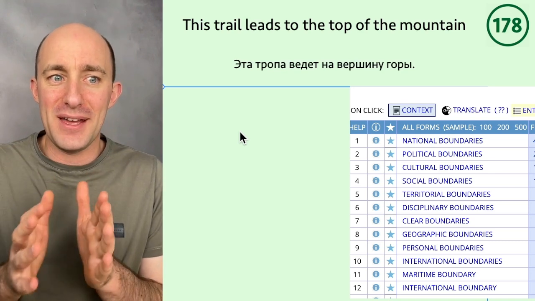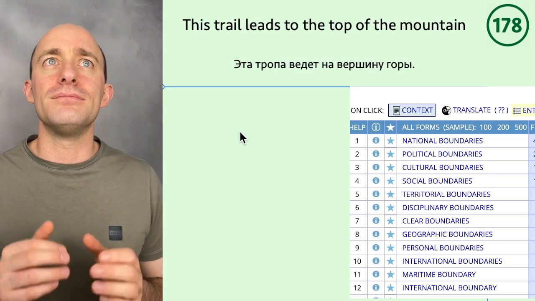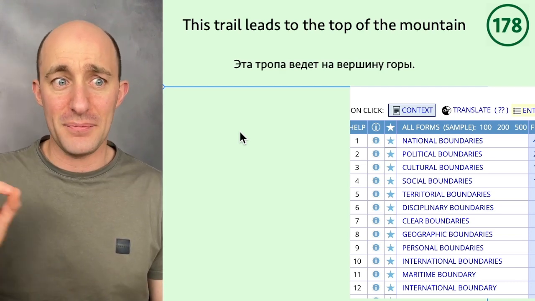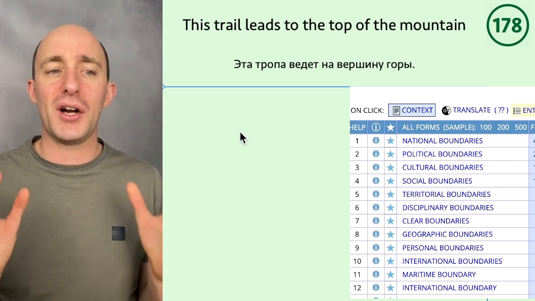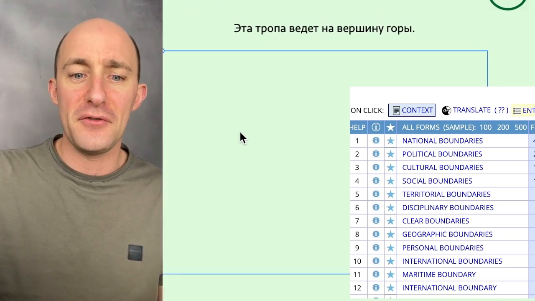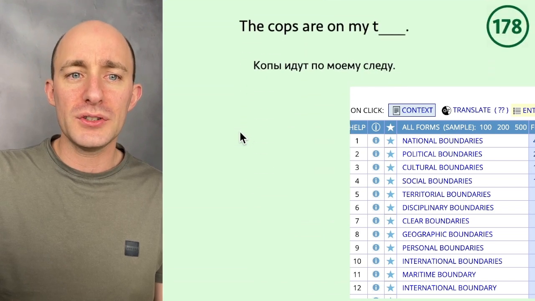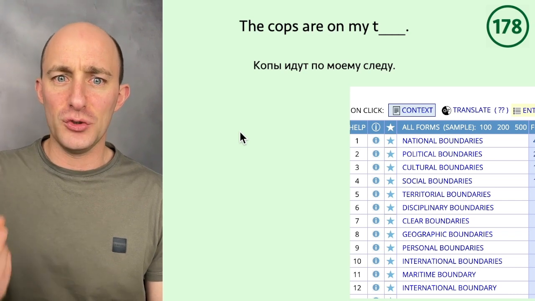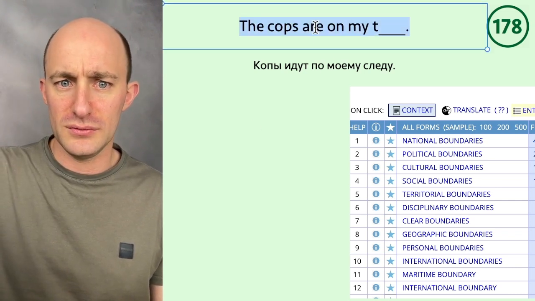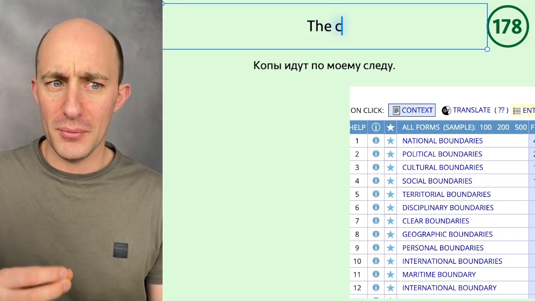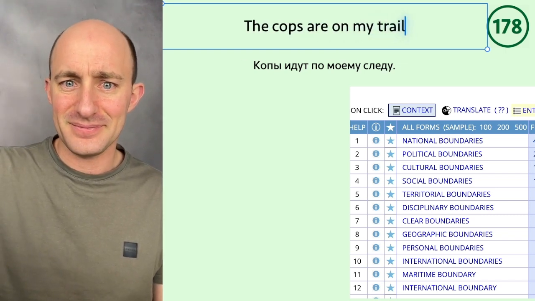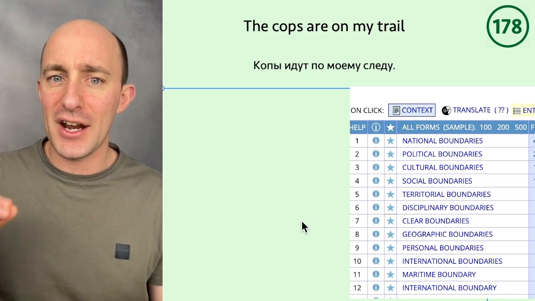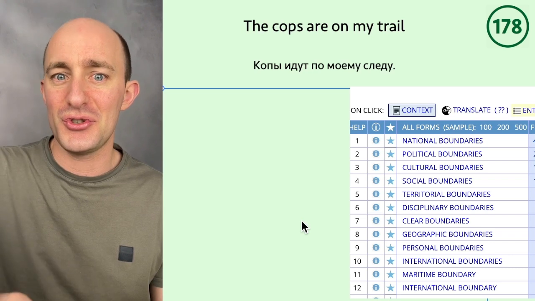So a path might be a bit narrower, less clear. A trail may be a little bit clearer. So you have paths, trails, and then tracks are quite substantial for vehicles maybe. And we also use this phrase, on my trail. Копы, полицейские, идут по моему следу. The cops are on my trail. And don't forget, TR is pronounced trail. They're on my trail. Trail.